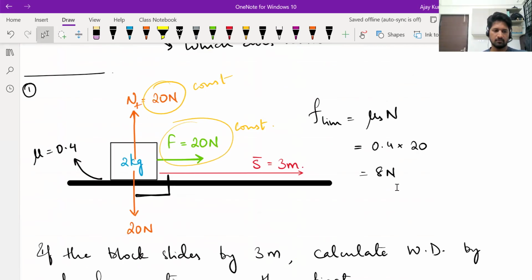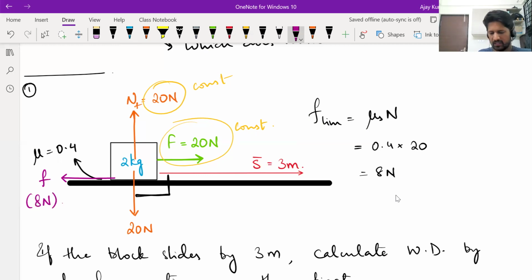8 Newton towards the left side. What kind of friction will it be? Kinetic friction, correct. The block is being dragged on the floor, so the frictional force acting on it will be 8 newtons this way. Because it is being dragged to the right, friction acts to the left.